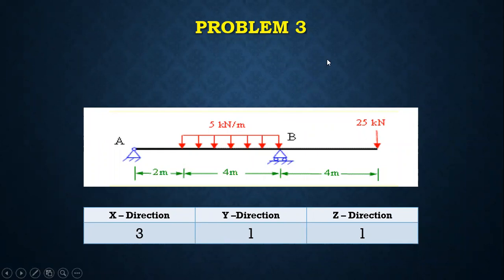So for this problem, the number of grid lines along x direction is the total number of supports. But this is an overhang. So here we are having two options. One option is you can give 2 or you can give 3, because we are having an overhang of 4 meters and the distance between the two supports is 6 meters. So let us see how to tackle this problem.